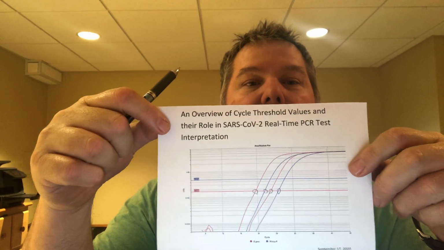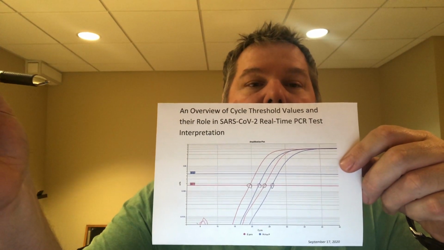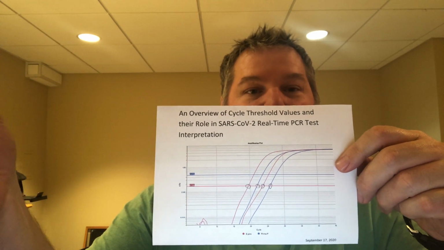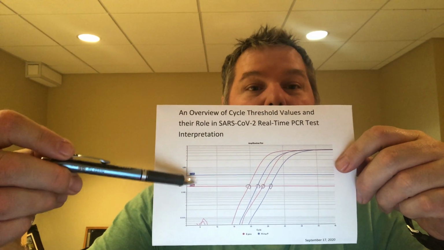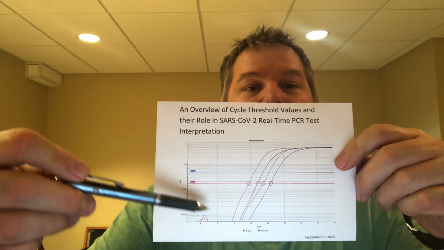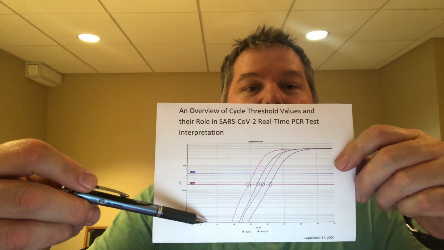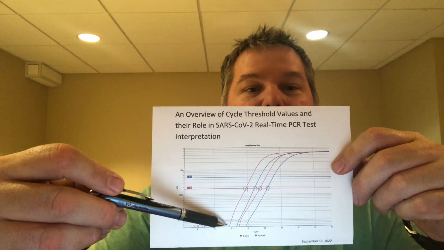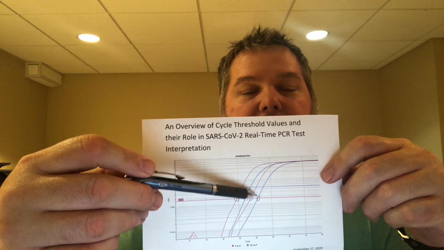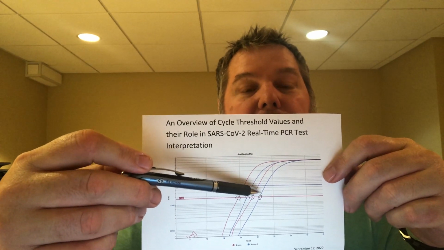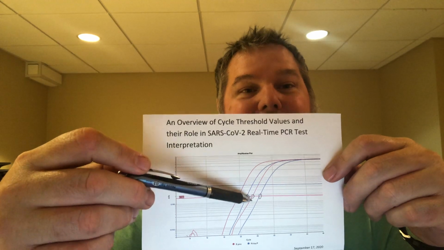So essentially, when you're looking at it, here, this is a generic graph of what a COVID cycle looks like. These 2 lines here are different gene threshold levels. As they run the cycles, as the cycles continue to go up, the minute it crosses these lines, that's what is considered your threshold value or your CT value.